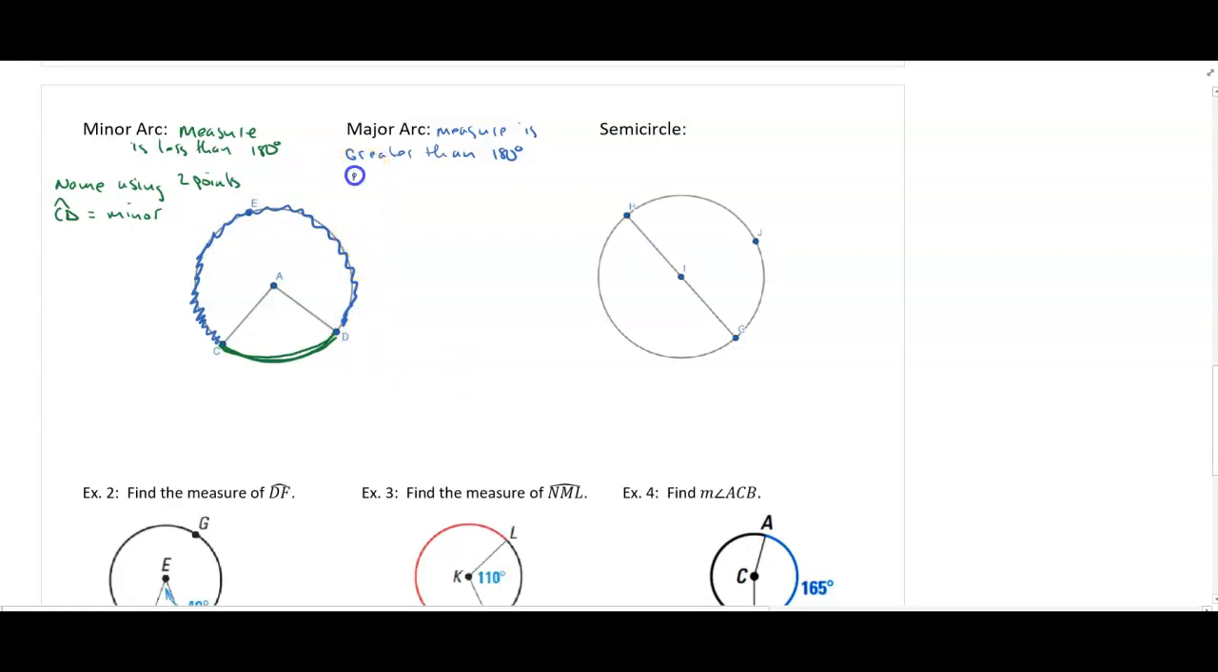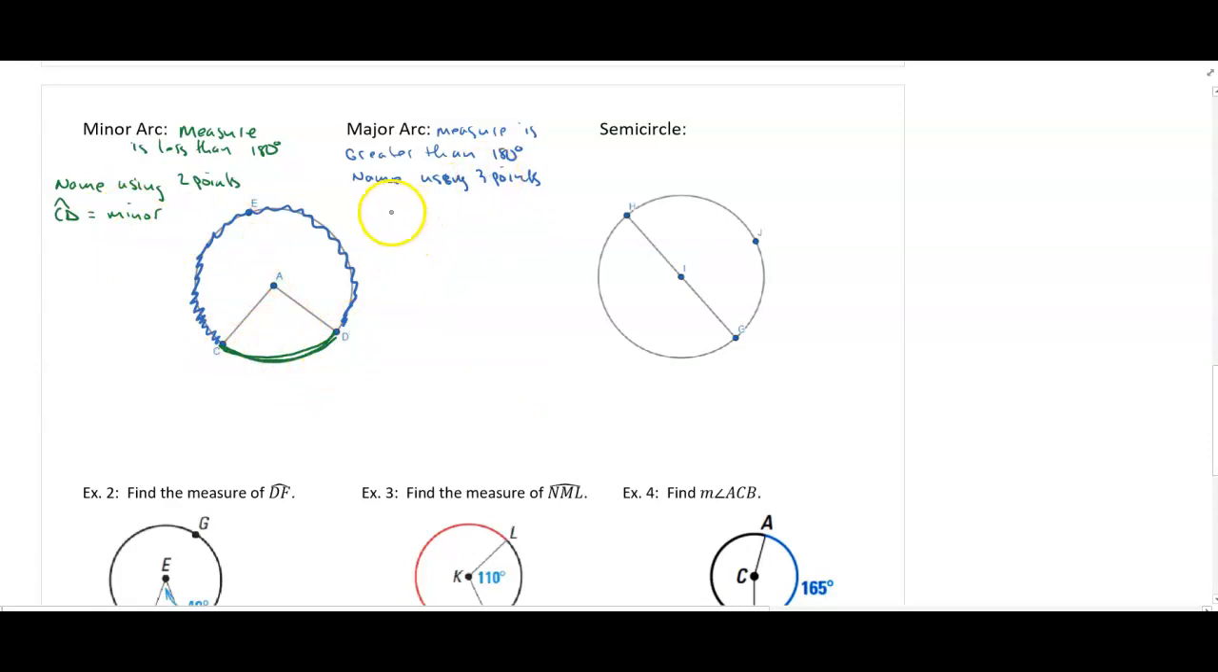Okay, now we name a major arc using 3 points. And the reason we do this is when I say arc CD, I could go one of two ways. I can go the short way or I can go the long way. How do I know which way to go? Well, what I basically do is if it's named using 2 points, I go the short way.